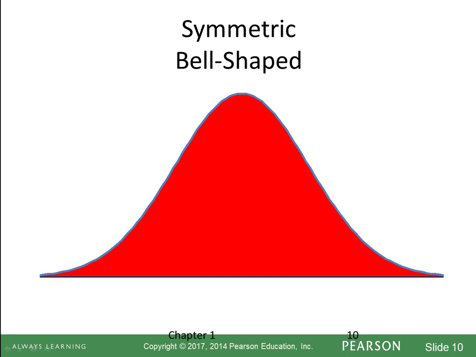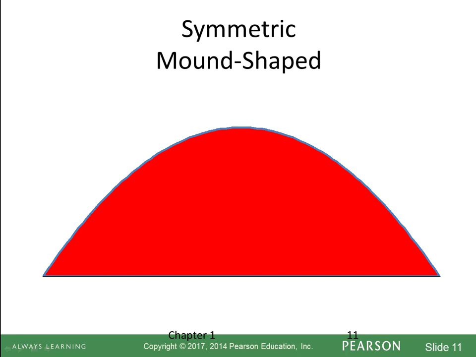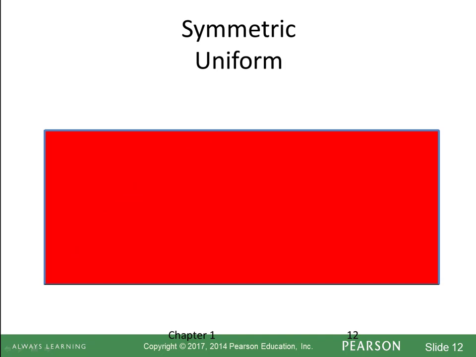Here's a symmetric bell-shaped curve. Here's a symmetric mound-shaped curve. Here's a symmetric uniform distribution. The uniform distribution might be something like asking 1,000 people what the last digit of their social security number is. It really should be uniformly distributed between the digits 0 through 9. That's a symmetric uniform distribution.